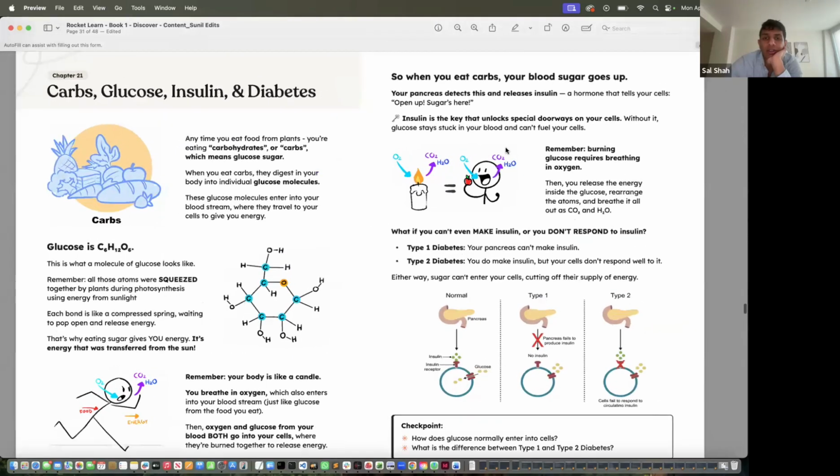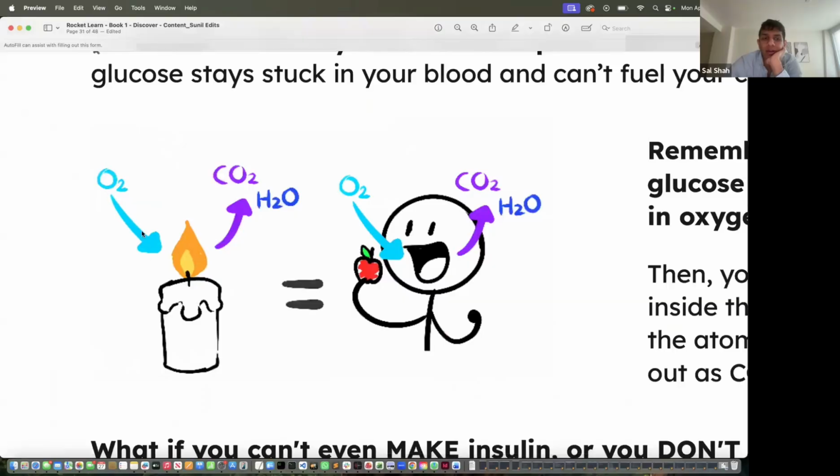No worries. Okay. So when you have a candle and the candle brings in oxygen, the candle puts out carbon dioxide and water, right? When you breathe in oxygen and you burn that sugar, it comes out as what? Carbon dioxide and water.